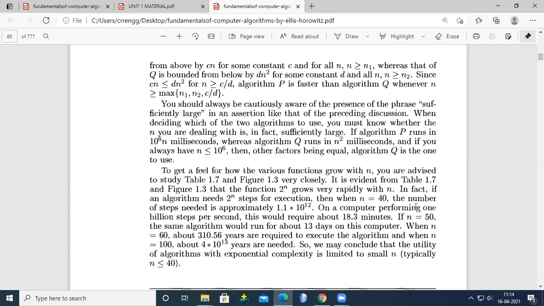On a computer performing 1 billion steps per second. So we are taking the computer, that is the CPU, which performs execution at 1 billion steps per second. This would require about 18.3 minutes. So 18.3 minutes of time will be taken by that particular computer, which works at 1 billion steps per second.